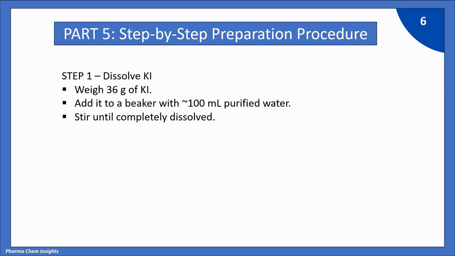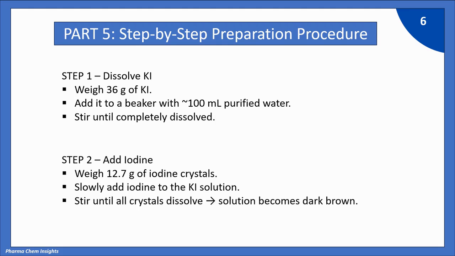First step is to dissolve KI. Weigh 36 gram of KI, add it to a beaker with approximately 100 ml purified water, stir until completely dissolved. Step 2 is to add iodine. Weigh 12.7 gram of iodine crystals carefully. Slowly add iodine to the KI solution. Stir until all iodine crystals dissolve. Solution becomes dark brown. See to it that all iodine crystals are dissolved because the solution is very dark.